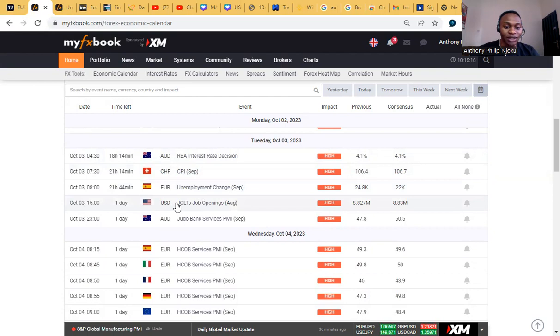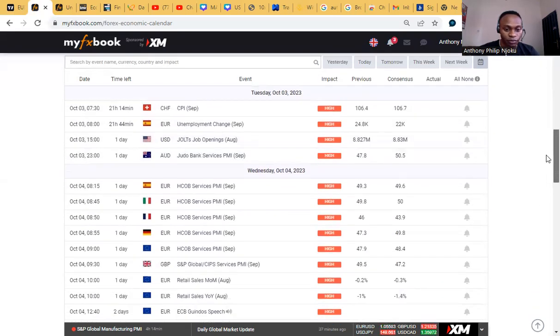Then we have USD job openings and AUD Judo Bank Service PMI by 11 p.m. tomorrow. But my main interest is going to be on the interest rate decision, the CPI, and the unemployment change. That should be London session tomorrow morning.